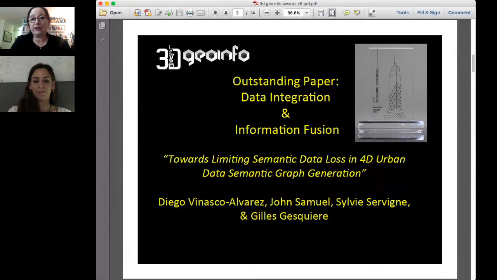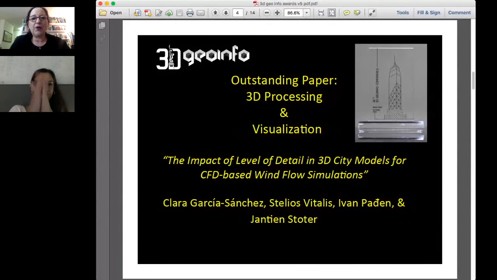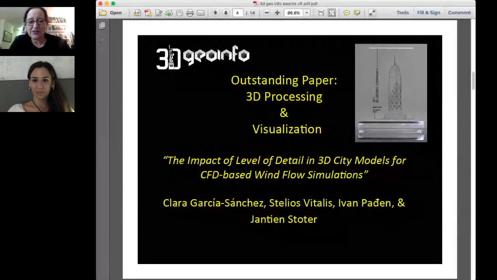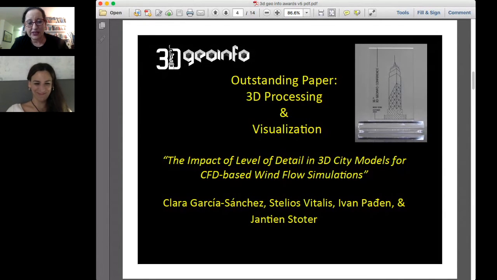Our outstanding paper on data integration and information fusion is for the paper Towards Limiting Semantic Data Loss in 4D Urban Data Semantic Graph Generation. And this goes to Diego, John, Sylvie, and Giles. So well done. Our next outstanding paper award in the area of 3D processing and visualization is on the impact of level of detail in 3D city models for CFD-based wind flow simulations. And we're going to acknowledge Clara, Stelios, Ivan, and Yantin, sorry, I'm terrible with this. So thank you very much.